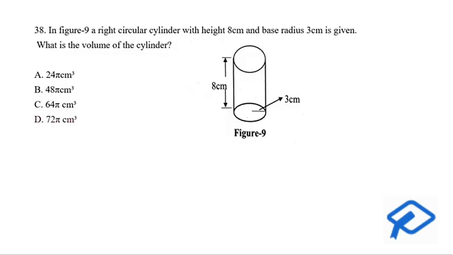The answer is 72 pi cubic centimeters. Volume is equal to pi r squared h, which is equal to pi times 3 squared times 8, which is equal to pi times 9 times 8. That's equal to 72 pi cubic centimeters.